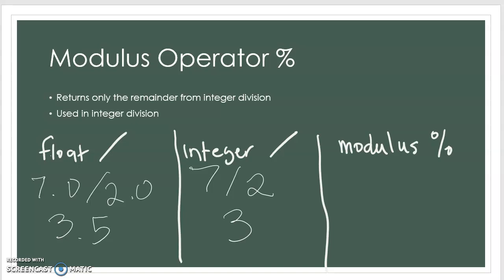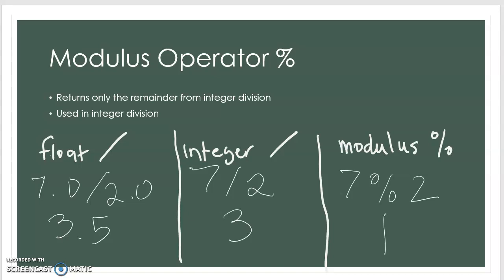Now, let's talk about the modulus operator. So using modulus on 7 and 2. We say 7 modulo 2, that's how we say it. First it will do the integer division and then it will give us the remainder. We already know that 7 divided by 2 using integer division is 3. 2 goes in 3 whole times, but it has a remainder of 1.